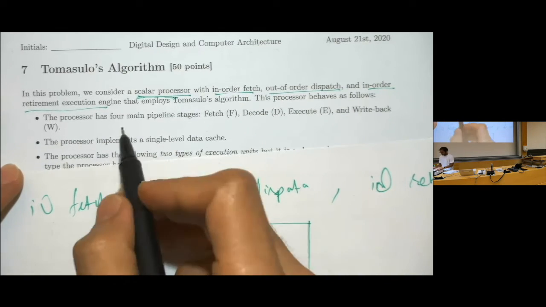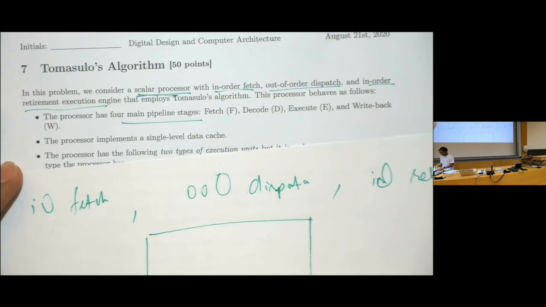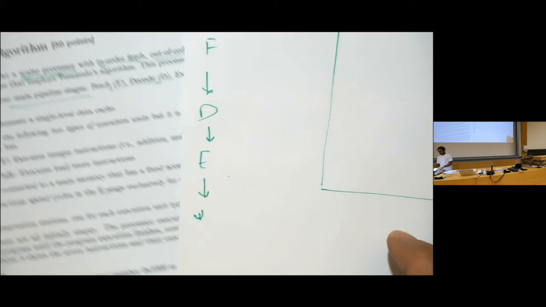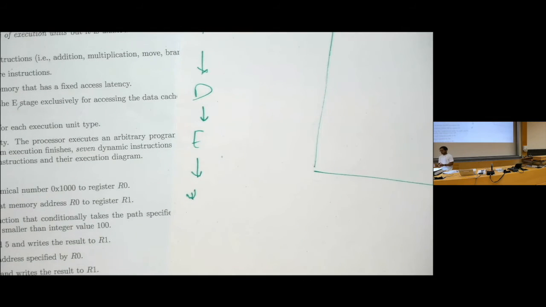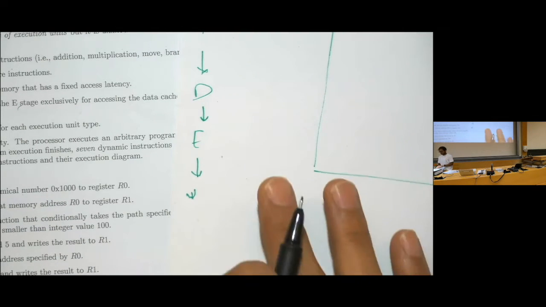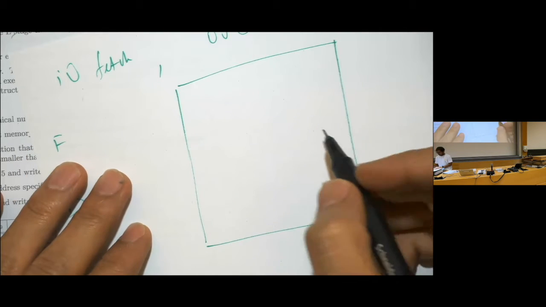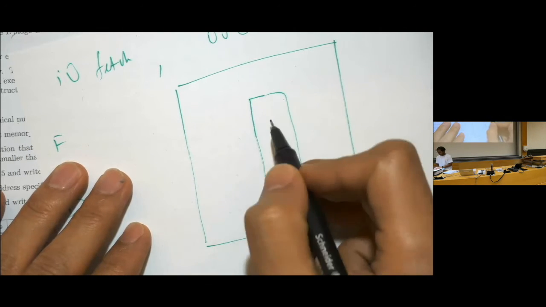Now, this processor has 4 main pipeline stages. You have fetch, decode, execute, and you have write back, okay? Just see that I'm just trying to understand the question. I'm not trying to solve it right now. The processor implements a single level data cache. All right, this is our cache.